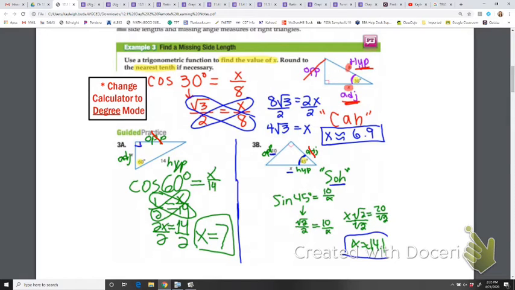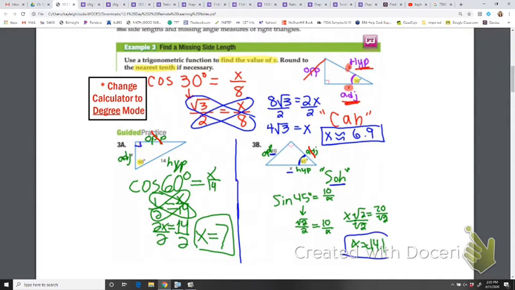So 8 times the square root of 3 is equal to 2x. If you divide each side by 2, you get 4 root 3 equals x. If you type that into your calculator, 4 times the square root of 3, and get a decimal, it wants us to round to the nearest tenth, which is 6.9.